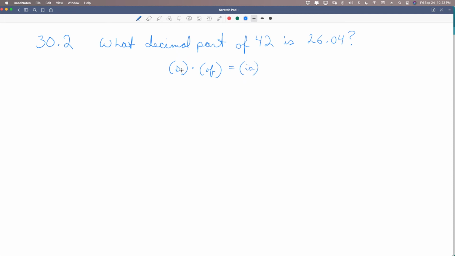So what decimal? We don't know what the decimal is. The decimal is x. The of is 42. And the is 26.04. Right? So what decimal part of 42 is this? Well, because this number times x is not a decimal, we're not going to do the other. We're just going to leave it like it is. We have 42. We put the x behind 26.04, right, with our decimal here. We can just divide both of these if we want to.